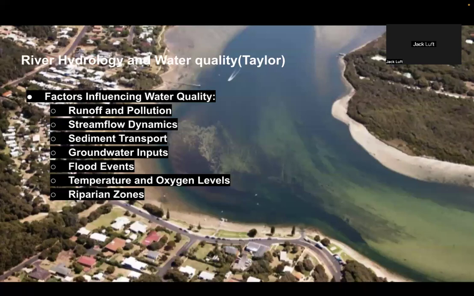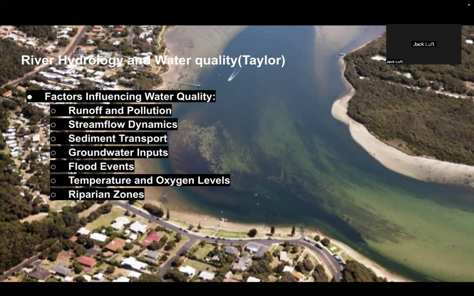River hydrology and water quality. Some factors that may be influencing water quality in rivers include runoff and pollution, stream flow dynamics, sediment transport, groundwater inputs, flood events, temperature and oxygen levels, and riparian zones.